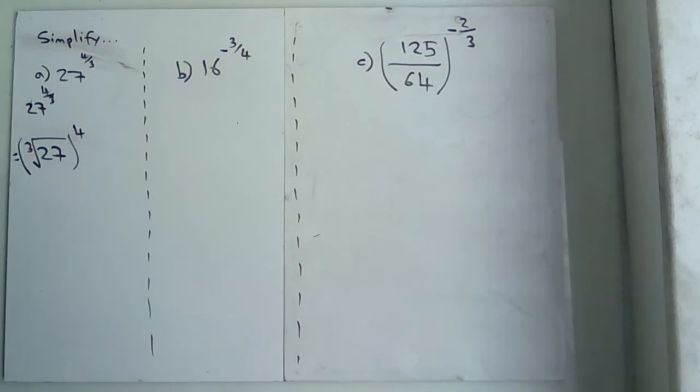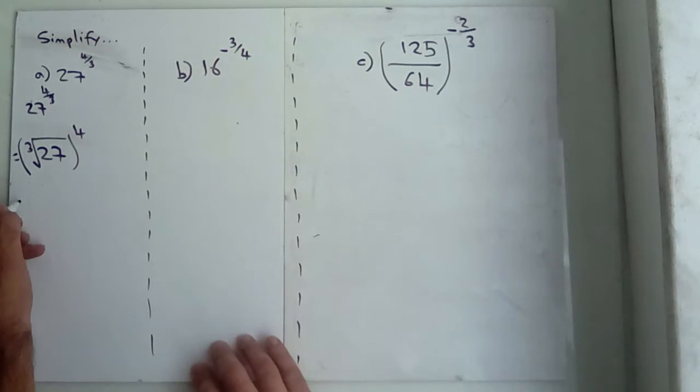Now you could have done that the other way around. So you could raise 27 to the power 4 and then take the cube root of the answer. The reason why that's not a good idea is because you're going to get a giant number and have to cube root a giant number. It's better to go small and then big most of the time because it's much easier numbers to deal with.